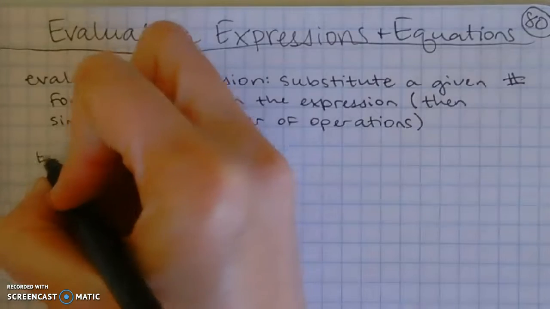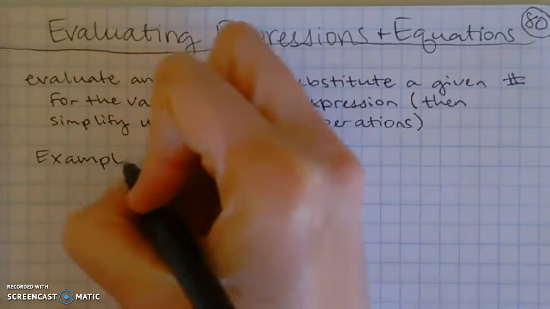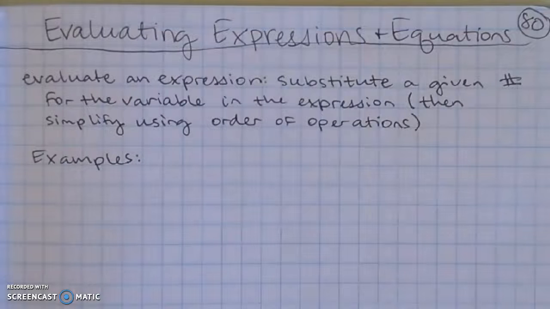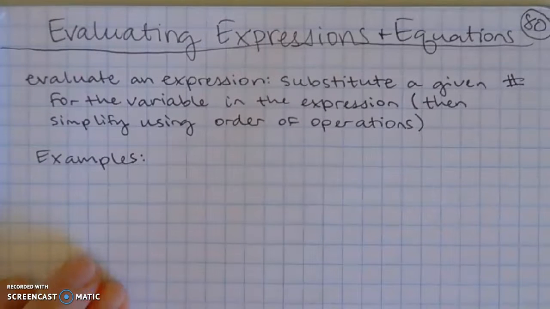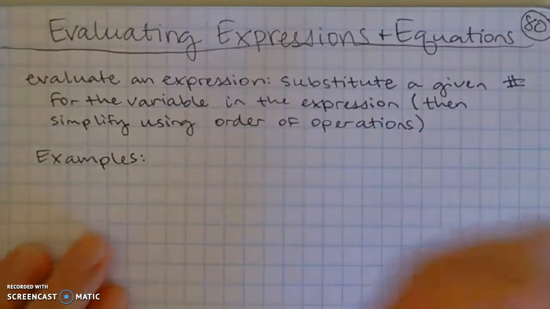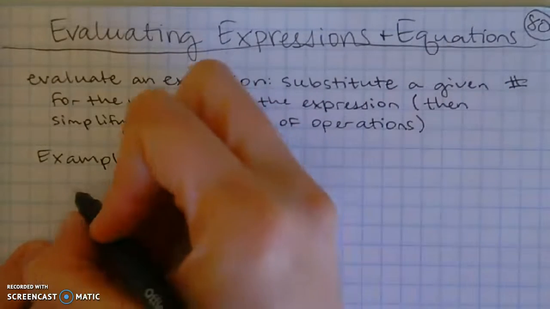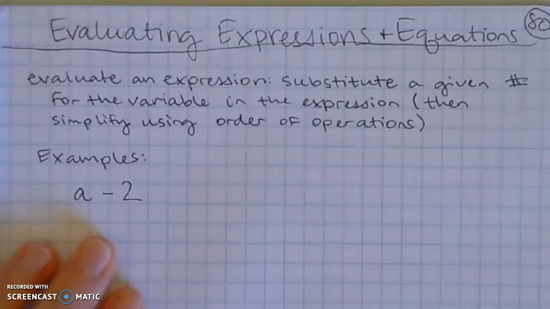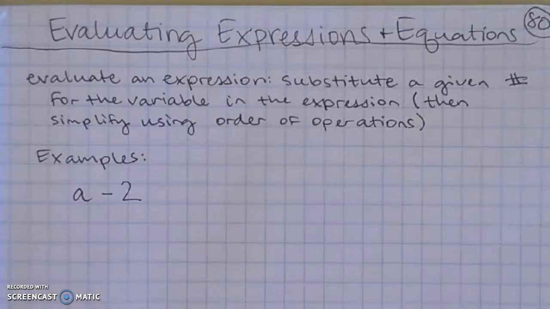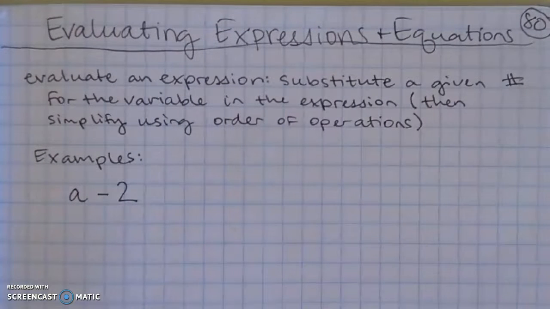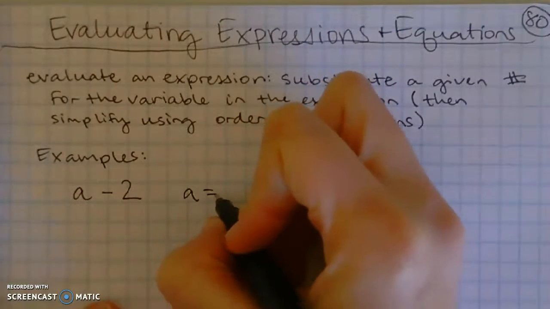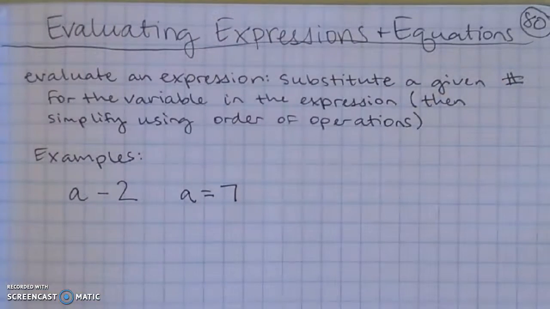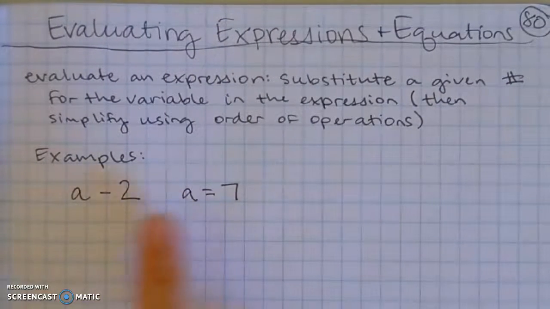Examples. So if I get an expression, I'm going to need to replace that variable with something because I don't know what the answer is. I don't know what the sum, product, etc. is. So let's say I have this problem, a minus 2. Well, I don't have enough information here to solve for this yet, but let's say I'm given this clue, a equals 7. Now I can replace a with 7, okay?